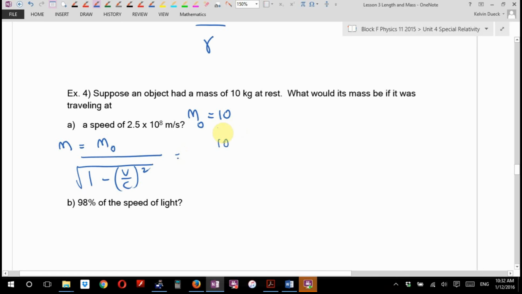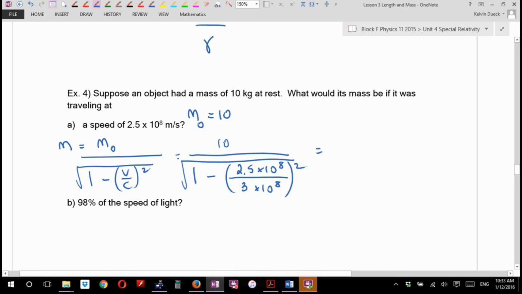Which is 10 all over. Connor, did I give you the speed as a percentage of light, or did I give you the speed in meters per second in 4a? So this time the c's won't cancel. I'll actually have to type in a 3 times 10 to the 8th for the letter c. It's going to be 10 over the square root of 1 minus 2.5 times 10 to the 8th all over 3 times 10 to the 8th, all squared.